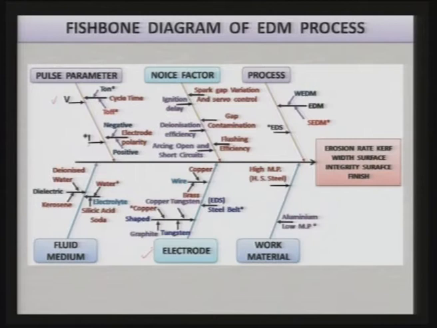Copper, graphite or tungsten are also used as the material for making the tool or the electrode, and you have to make them in different shapes depending upon what final shape you want on the workpiece. Work material is decided by the designer, and it does not really matter whether it has a low melting point or high melting point. You can use whatever is specified by the designer.